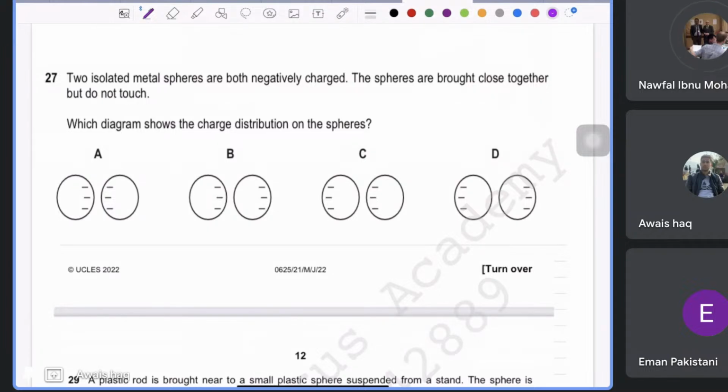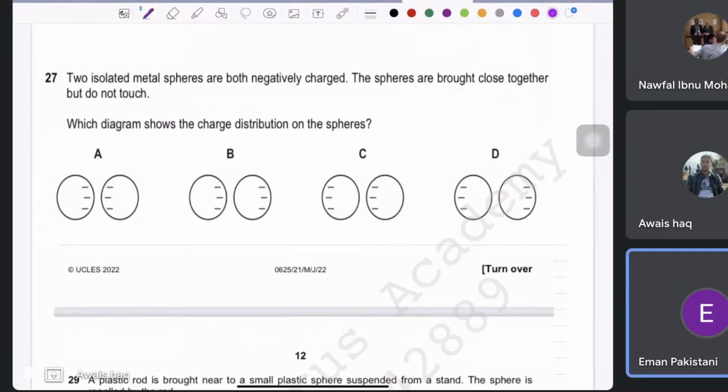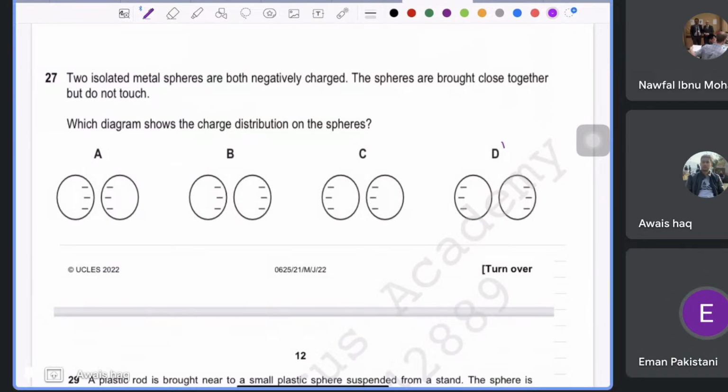What do you think? Is it D? It will be D because both will move away from each other.